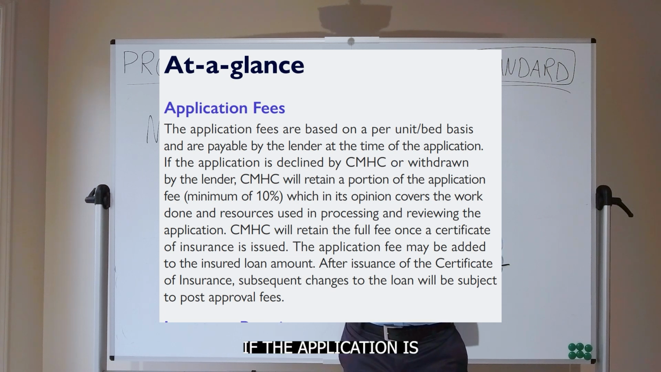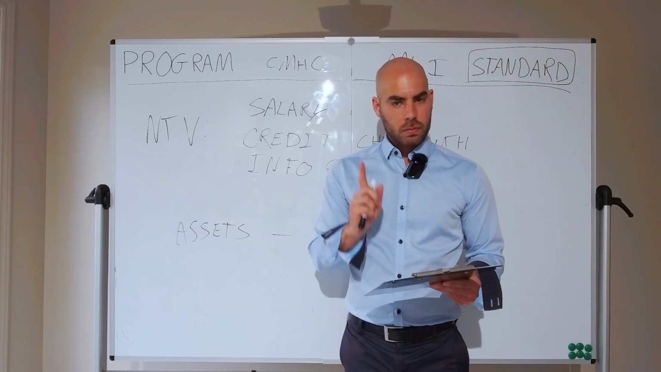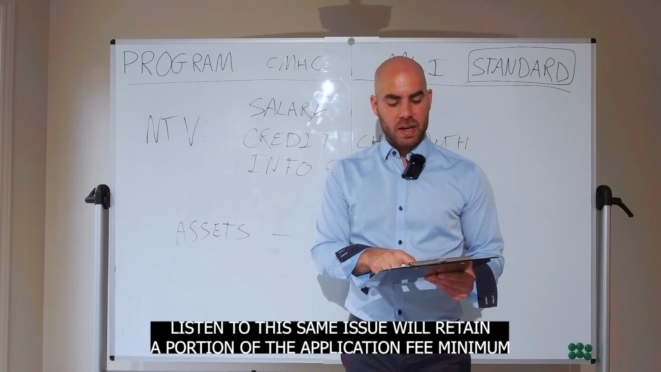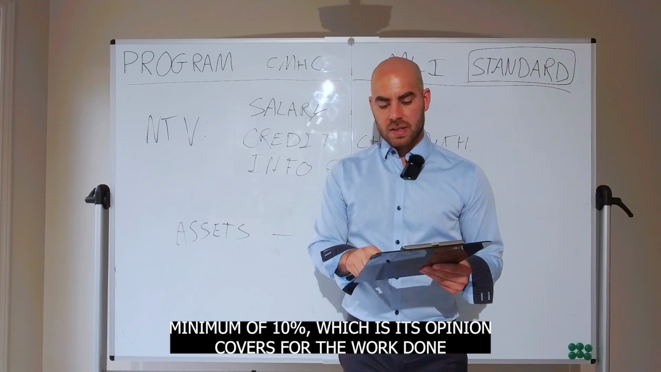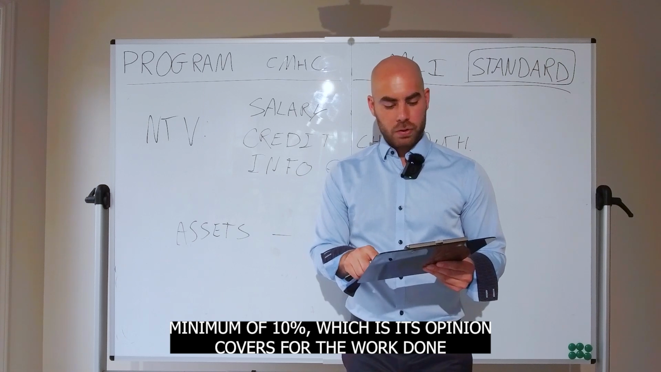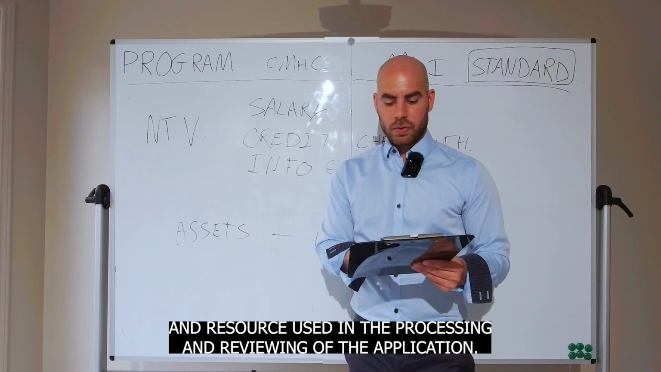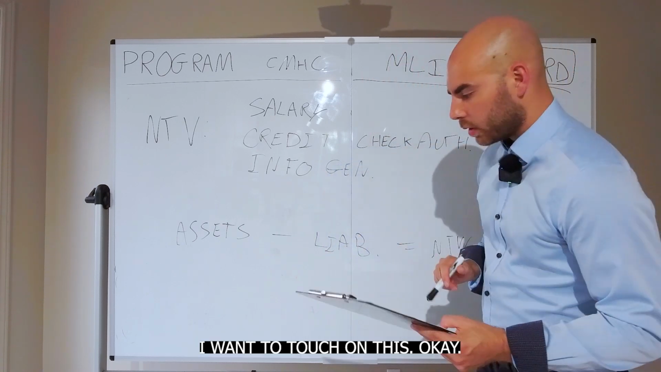If the application is declined by CMHC or withdrawn by the lender, listen to this, CMHC will retain a portion of the application fee, minimum of 10%, which is its opinion covers for the work done and resource used in the processing and reviewing of the application. There's other things written down, but I want to touch on this, okay?